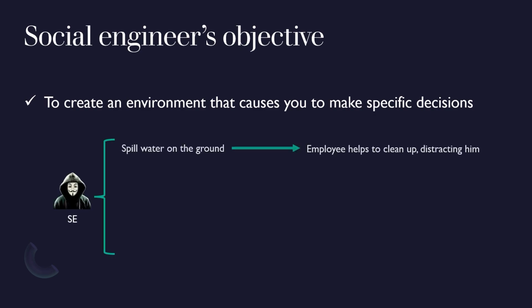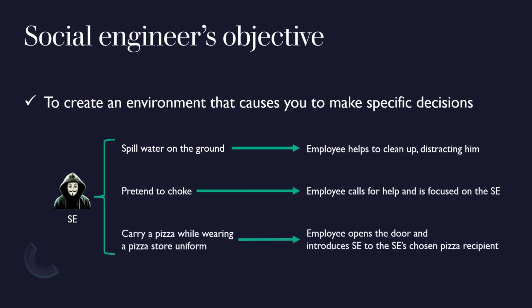For example, the social engineer could spill water on the ground. In that case, it's very likely that an employee would come help to clean up, thereby distracting him. That would allow the social engineer to do something nefarious. The social engineer could pretend to choke, in which case the employee would probably call for help and would then be focused on the social engineer, thus allowing the social engineer's friend to do something nefarious. Or the social engineer could carry a pizza while wearing a pizza store uniform. In this case, an employee is likely to open the door and introduce the social engineer to the social engineer's chosen pizza recipient.